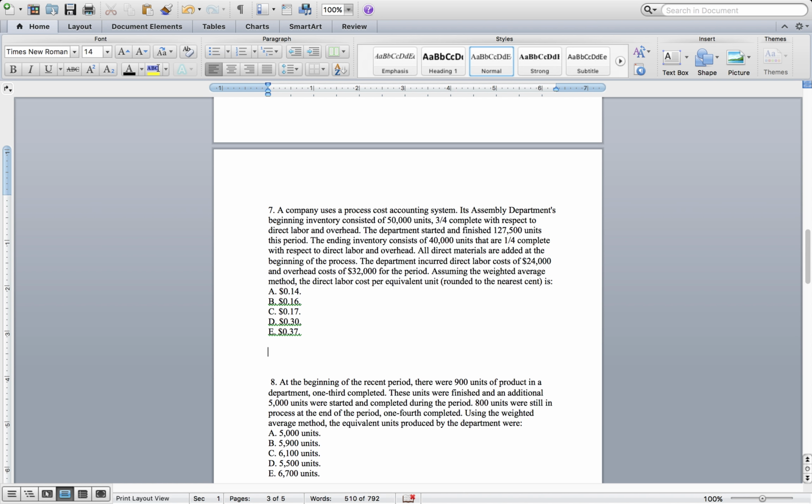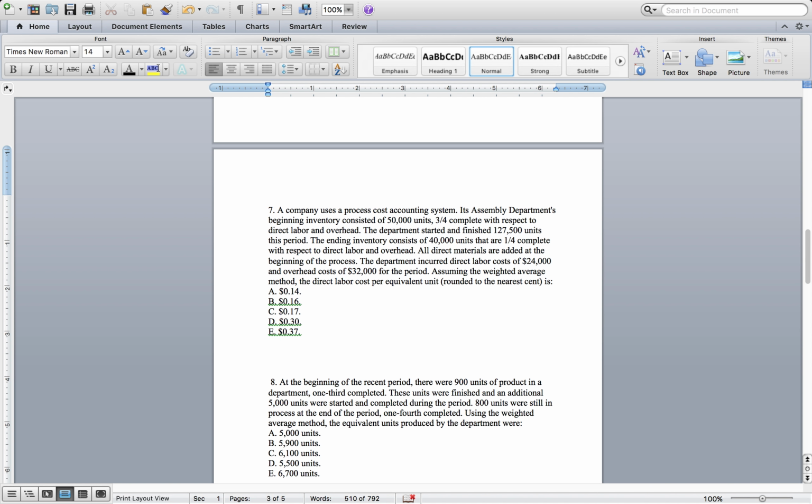Okay, let's go now to number 7. Number 7 says companies use a process cost system. Assembly department's beginning inventory consists of 50,000 units. Therefore, it's complete with respect to direct labor and overhead. Department started and finished 127,500 units. The ending inventory consists of 40,000 units that are 1/4 complete for direct labor and overhead. All direct materials are added at the beginning of the process. The department incurred direct labor costs of 24,000 and overhead costs of 32,000. Assuming the weighted average method, what is the direct labor cost per equivalent unit?